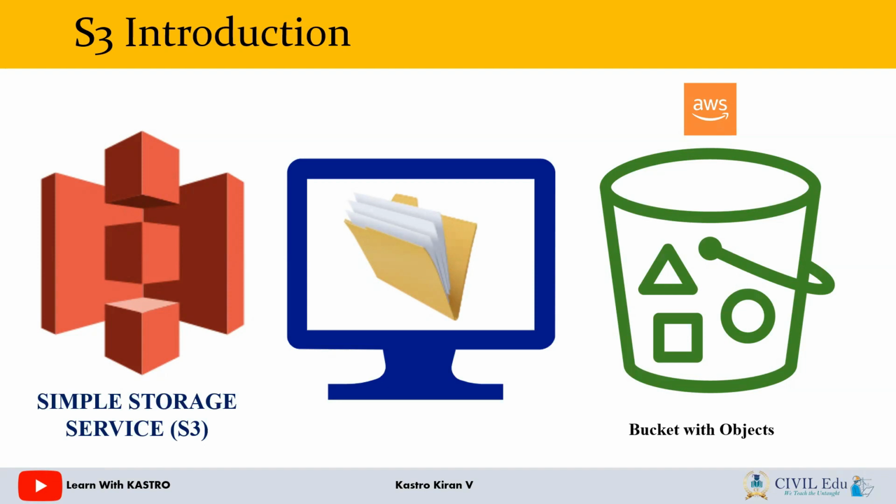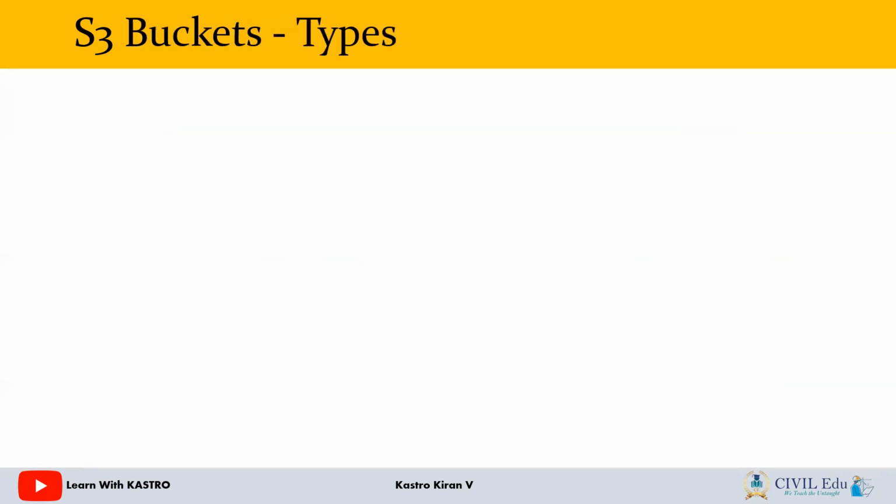Whatever data we store in an S3 bucket, we call it an object. Now, in S3, as I was mentioning, first we need to create a bucket. Remember, a bucket is nothing but a folder. But technically, as far as AWS is concerned, we do not call them folders. We should call them buckets. So let us see how many types of S3 buckets are available.